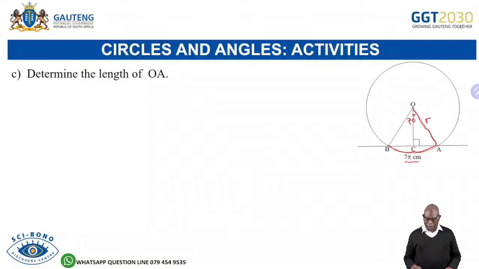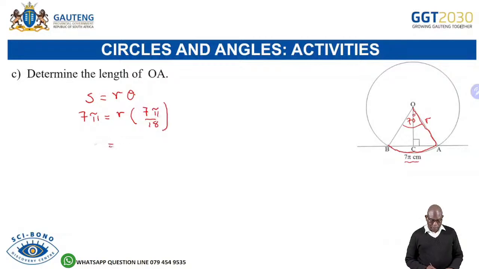So for me to get the radius when I know the arc length, I can simply use the formula S equals R theta. So I know the length there is 7 pi. I don't know what R is. I know the angle is 70 degrees, but remember this angle must be represented in radians, so it becomes 7 pi over 18. Remember, we have done it previously. We take the 70 degrees and change it to radians.